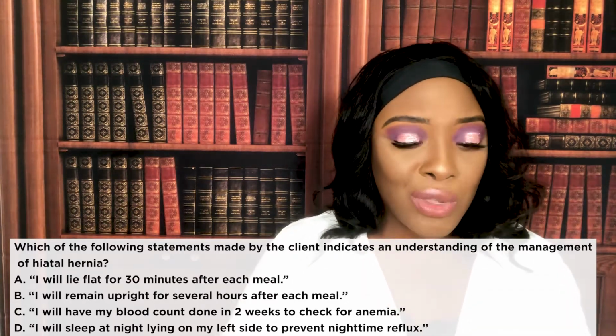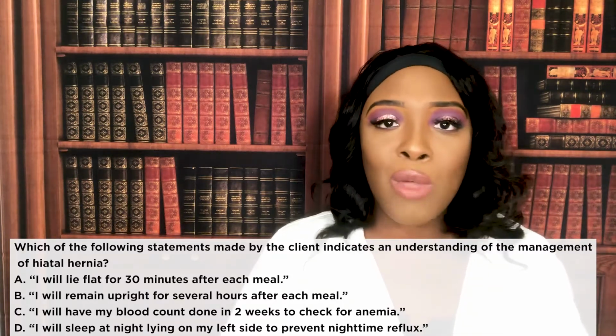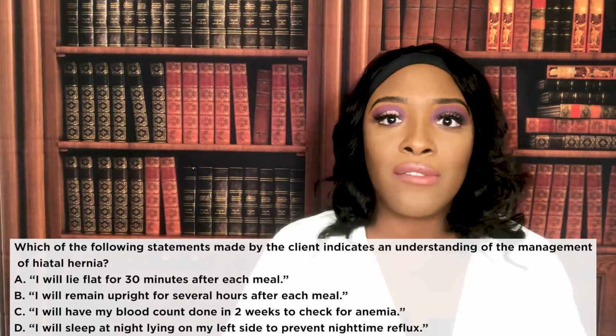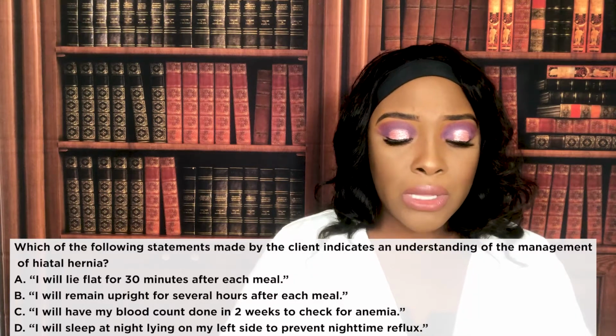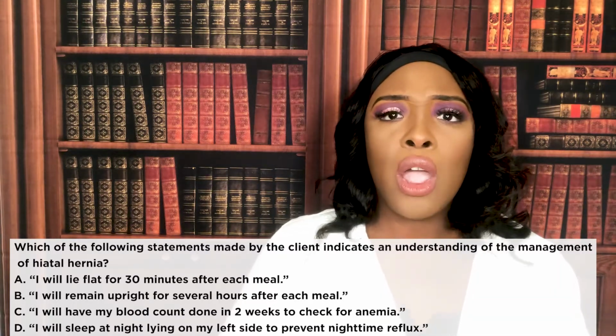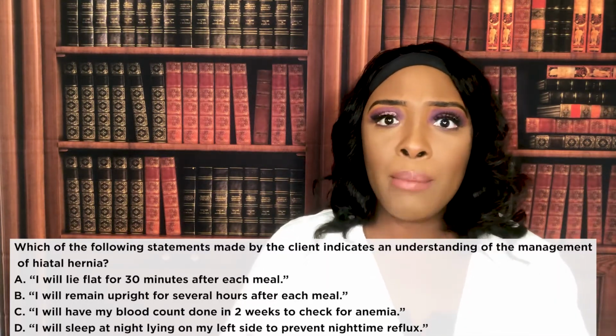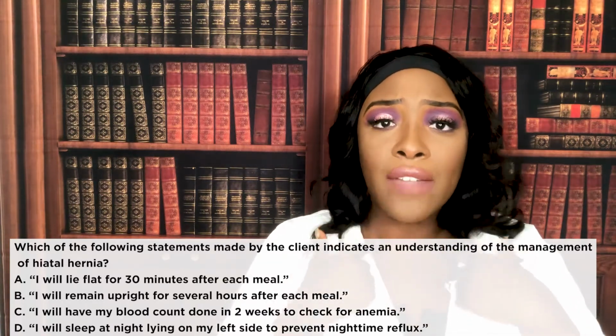Let's look at our wrong choices. I'll lie flat for 30 minutes after a meal? Absolutely not. You don't want the gastric contents to creep back into the esophagus, so we know that's wrong. Choice C, I'll have my blood count done every 2 weeks to check for anemia. This patient has a hernia, not Barrett's.